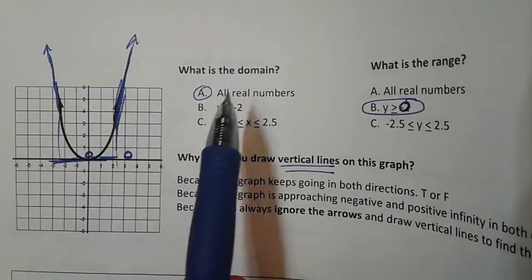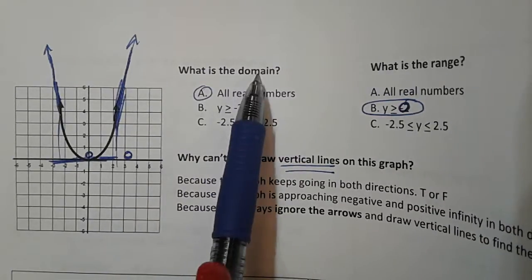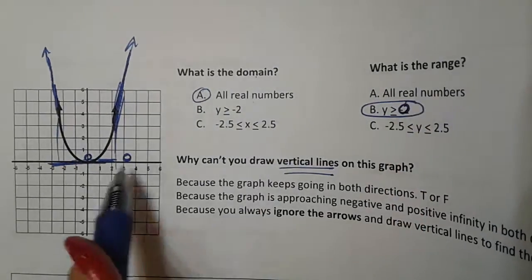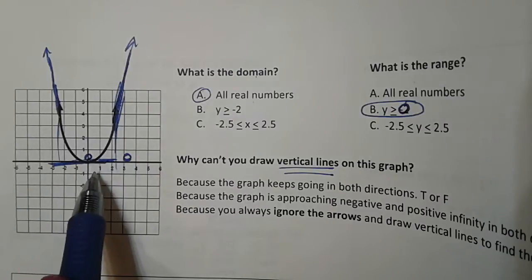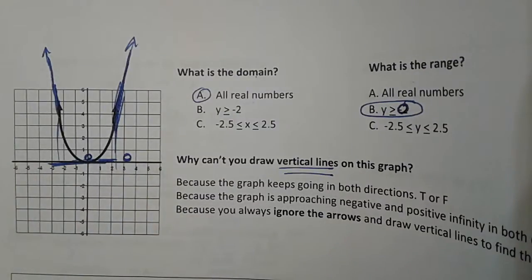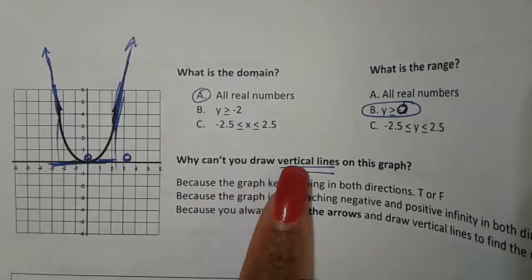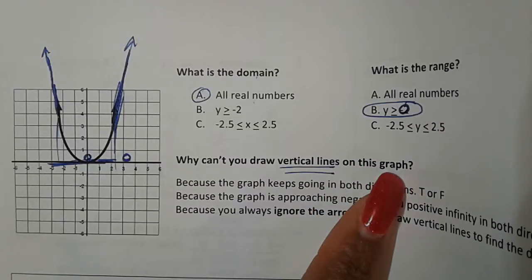So, for the domain values, it's all real numbers. But for the range, I can draw this one at the bottom, and it crosses where? At 0 on the y-axis. So it's going up forever. So y is greater than or equal to what? 0. Because the graph keeps going in what? Both directions. Why can't you draw vertical lines on this graph?